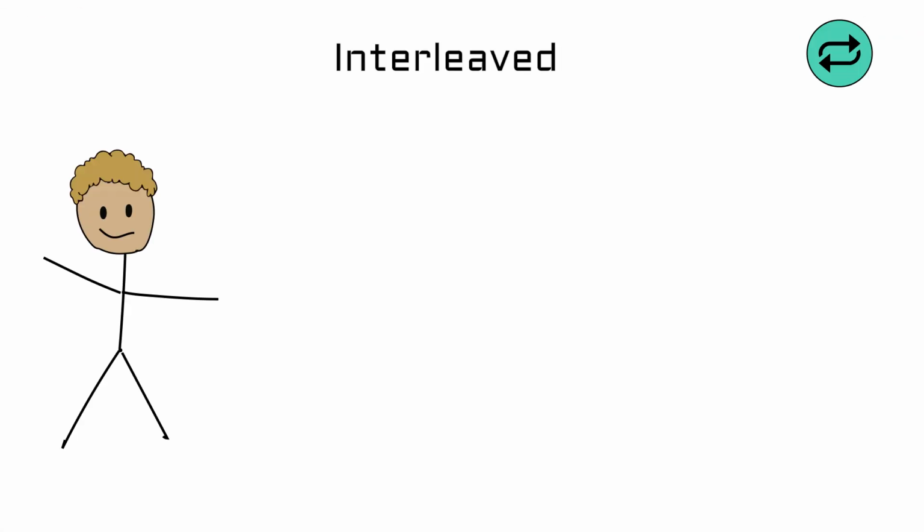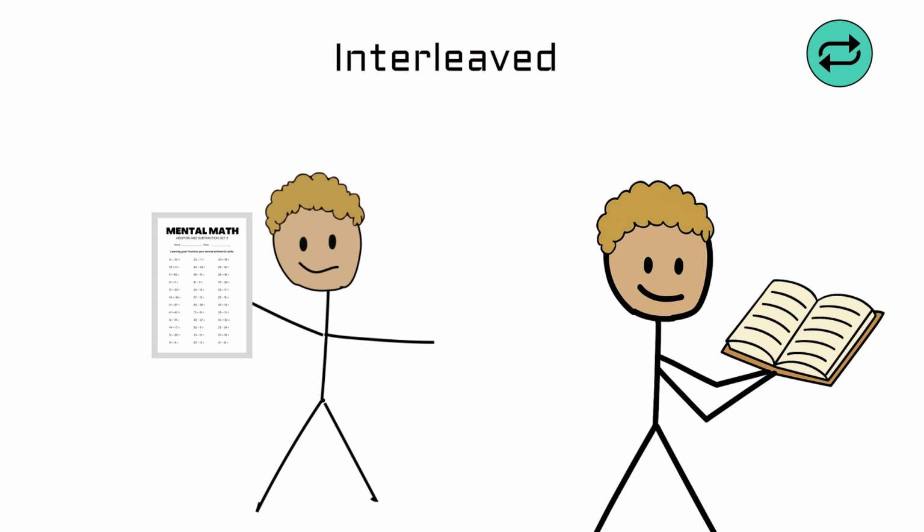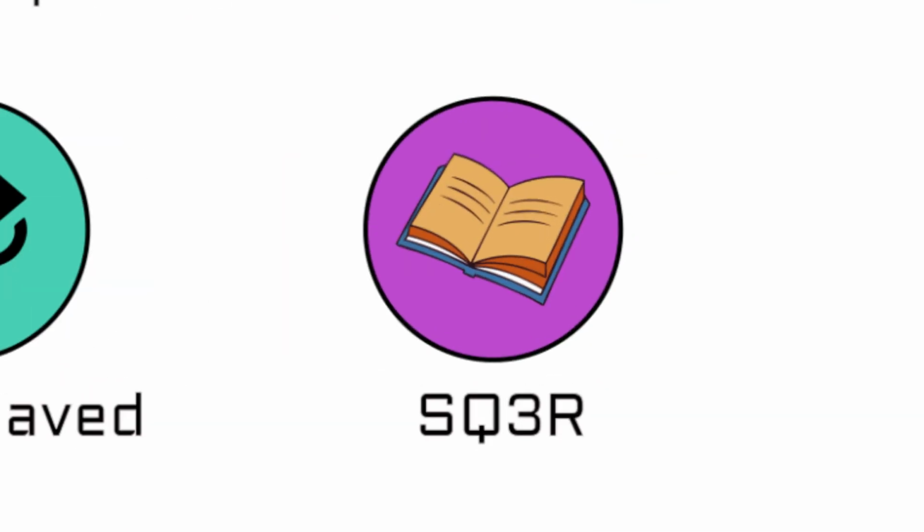Interleaved learning method. The interleaved learning method involves switching between different subjects to keep your mind active and engaged. This kind of switching between subjects helps your brain stay alert and prevents it from falling into the fatigue of repetitive, monotonous thinking.